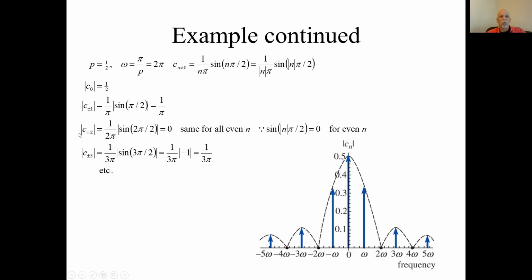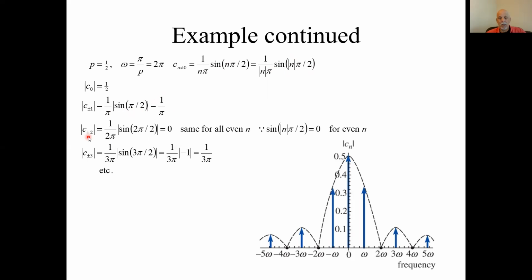So let's start going through them. For the 0 term, it was just a 1/2. For n equals plus or minus 1, it's going to be 1 over pi, because pi is a positive real number, so I don't have to change it. And then the absolute value of the whole sine pi over 2. Sine of pi over 2 is just 1. So we're left with 1 over pi.